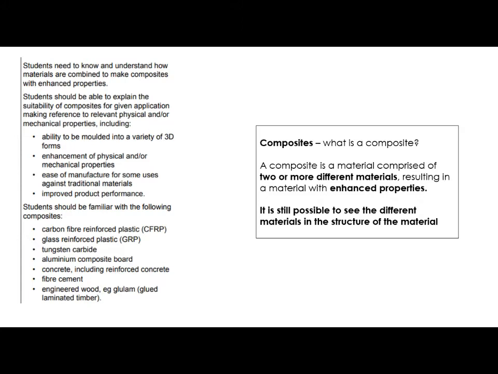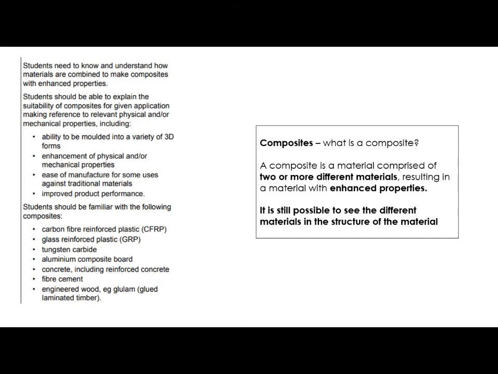So a composite is a material comprised of two or more different materials. Notice it doesn't have to be a metal or an element, okay? And it results, again similar to an alloy, in a material with enhanced properties. The difference is that when you look closely at the material, it is normally still possible to see the different materials in its structure. For example, with carbon fibre, you can see the strands of carbon fibre going through, as well as the resin that holds it all together.